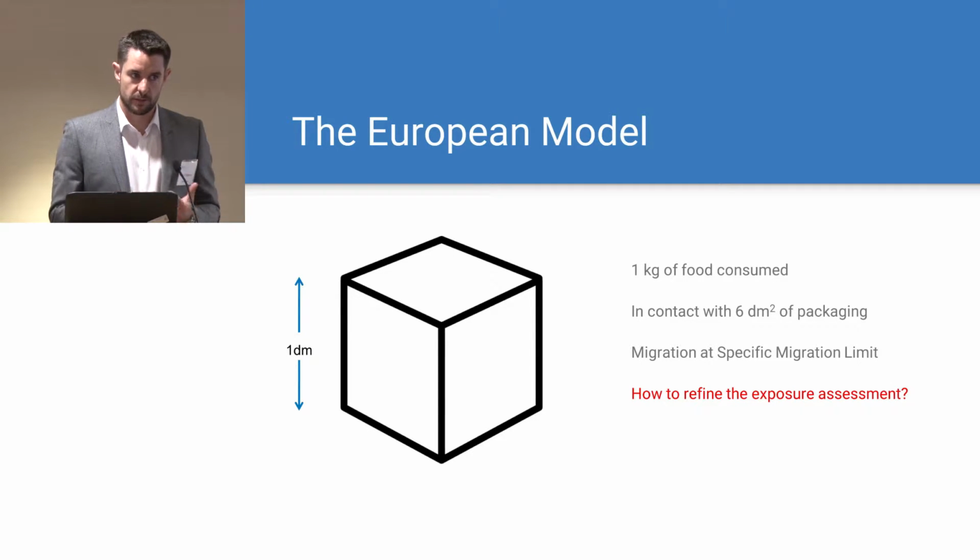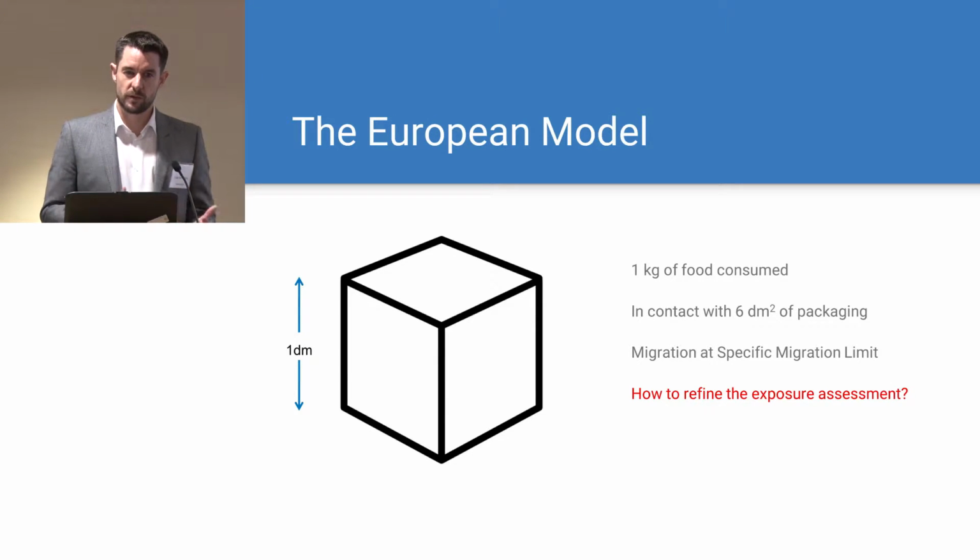So the European model, or the kind of the regulatory model of how you estimate exposure for food contact materials is as follows. It assumes that people consume 1 kilo of food in the diet, and it's in contact with a cube of side 1 decimeter. So people consume 1 kilo of food that's in contact with 6 decimeters squared of food packaging. And the migration of the chemical occurs at the specific migration limit. And it's usually a 60 kilo adult that's assumed to be the consumer body weight. So you can estimate your consumer exposure using this model.